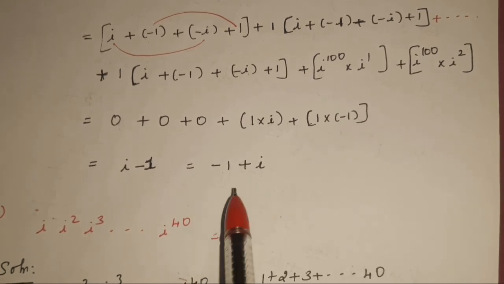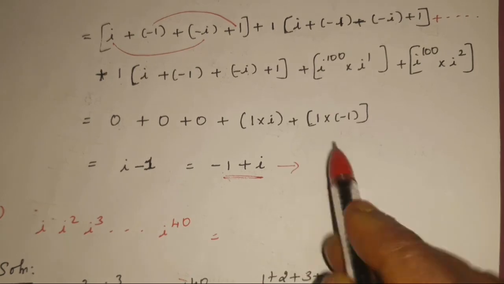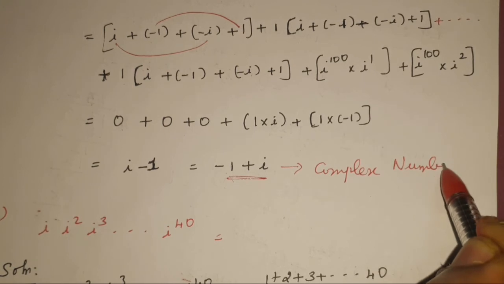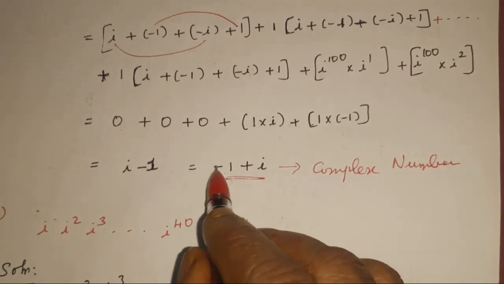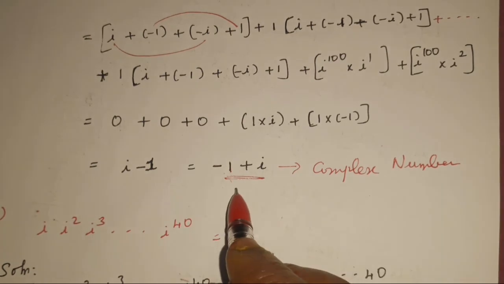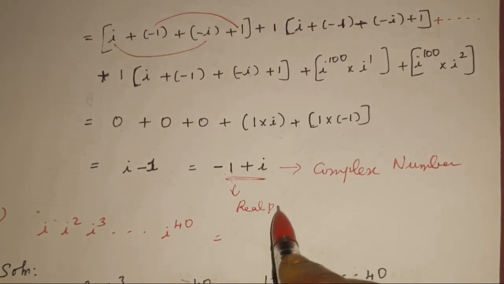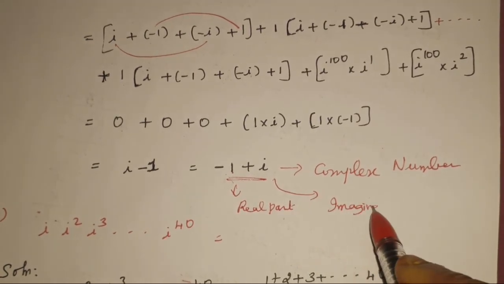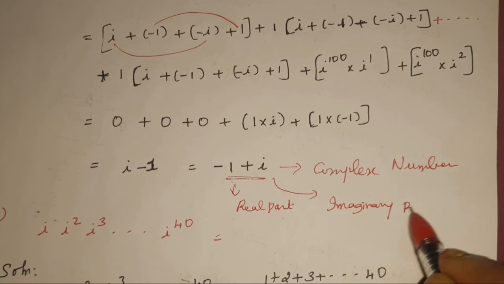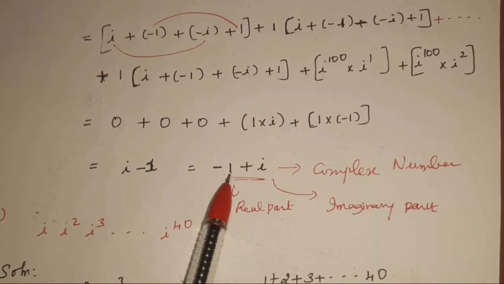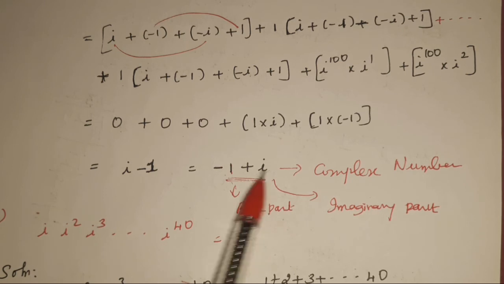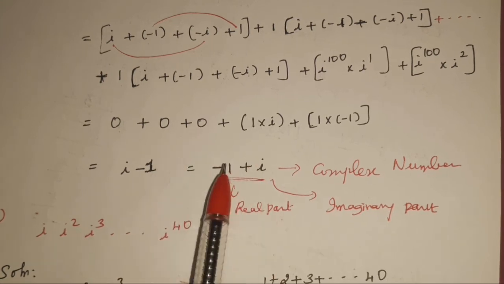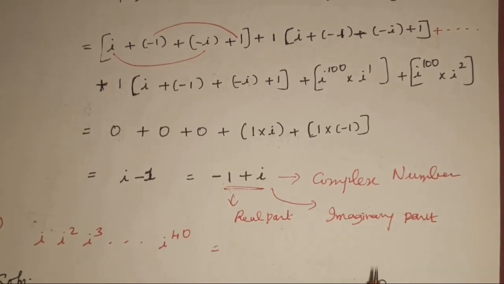minus 1 plus i. What is the form of this number? Remember, this is nothing but a complex number, a plus ib. Here the minus 1 or plus 1, whether positive or negative, is the real part. And this is the imaginary part. The coefficient of i is 1, and a is minus 1, in the form a plus ib, or x plus iy, or alpha plus i beta. So the final result is a complex number. This is an important 2-mark question.